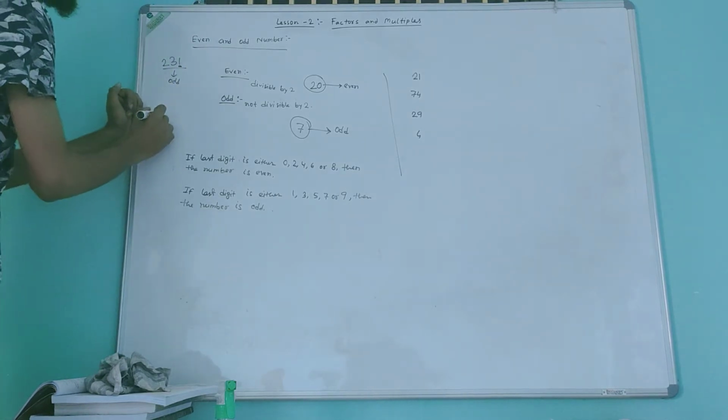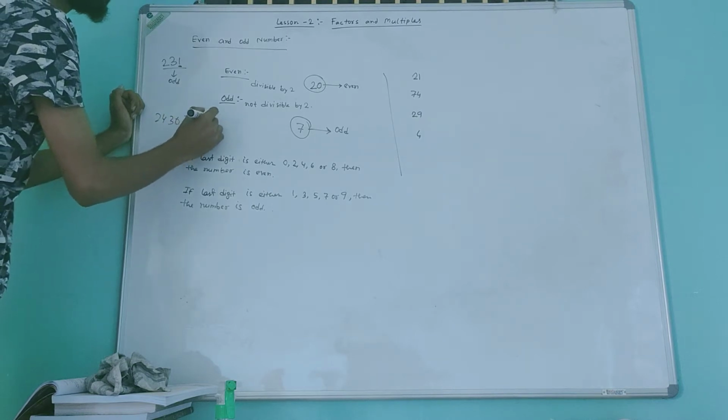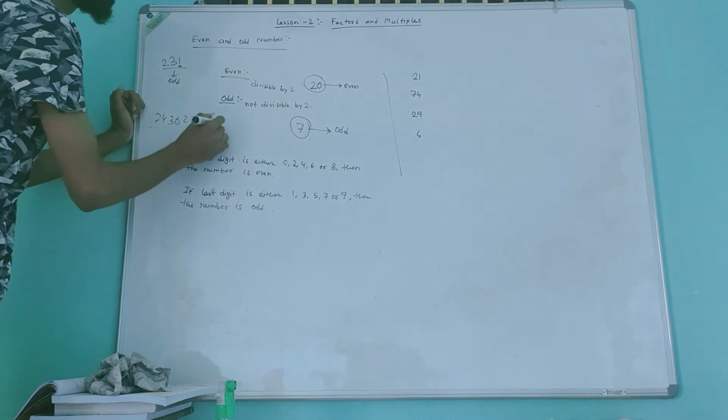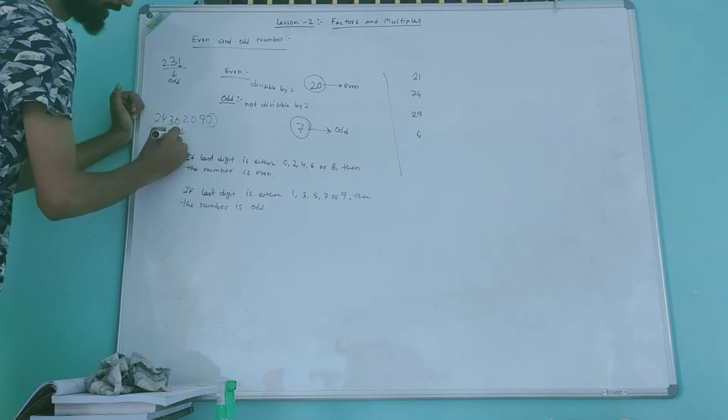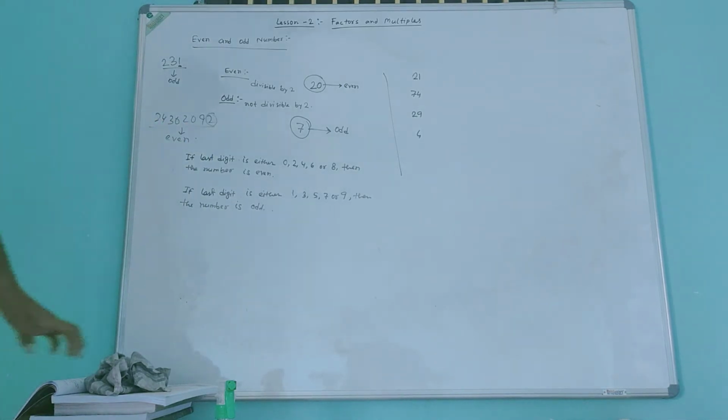Suppose there is a number 2436209 2. The last digit is 2. So this number is an even number.